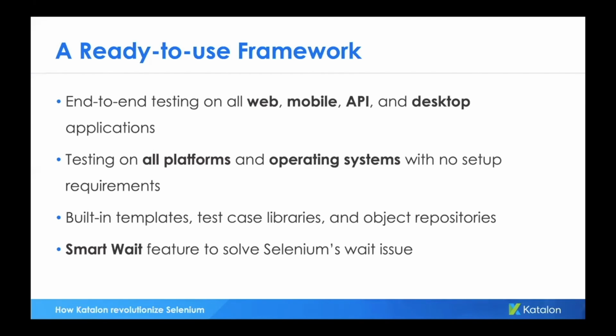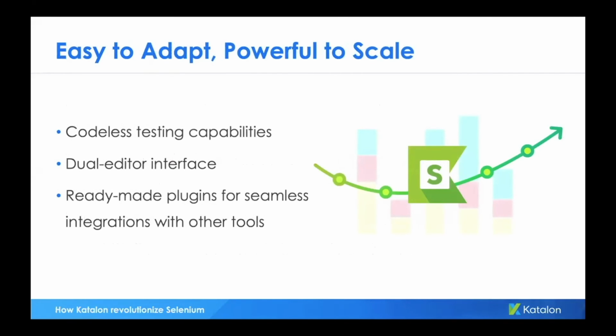Moving on, aside from being a very ready-to-use framework, Katalon Studio is a very easy-to-adapt tool and a very powerful tool to scale up the levels of your testing project. Essentially, being a low-code testing tool, Katalon Studio can get started easily with the test automation journey very quickly because we have a very low learning curve. If teams have more scaling demand, they can leverage Katalon scripting mode to extend testing further and with more customization as well.